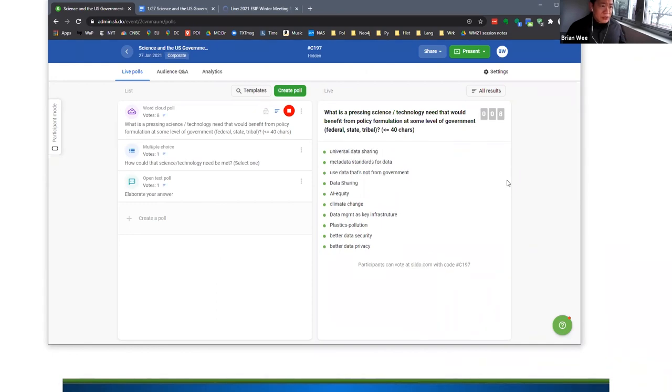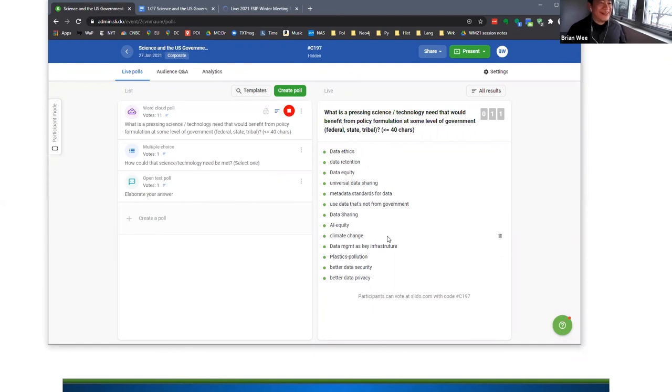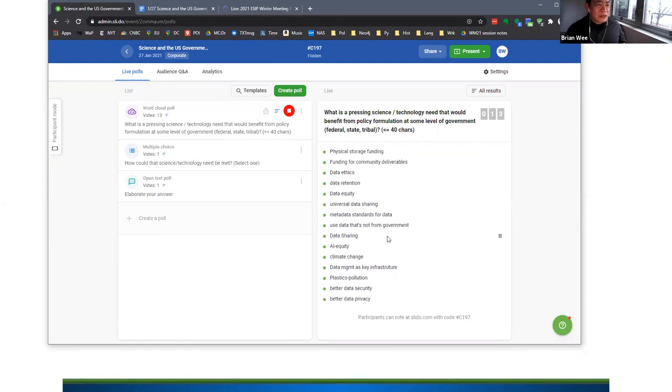Ooh, that's an interesting one because it involves money. Data management is key infrastructure. Anything that involves money is... And as you answer these, keep these answers in mind, because we're going to have further activities based on your answers.